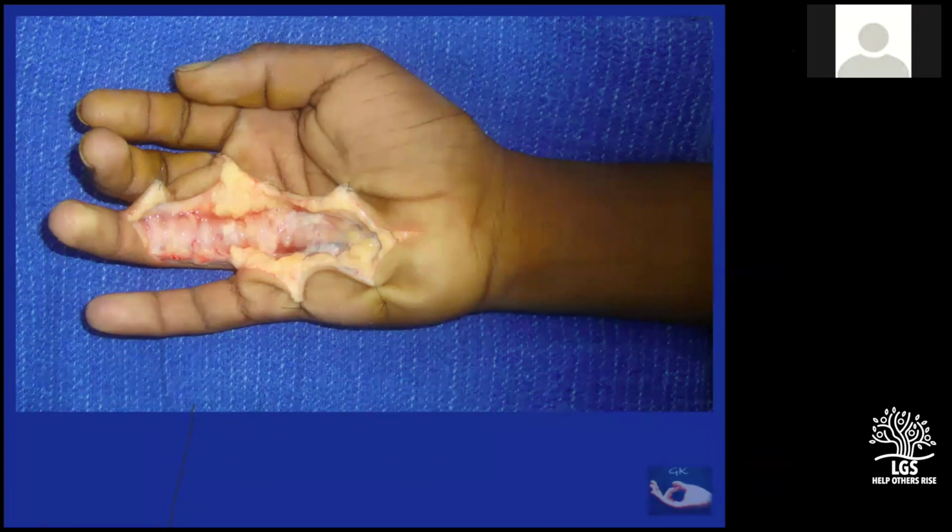So do we think that there's a possibility of losing something here? Yes, there is a possibility of losing some of the function. That's why I said you have to tell the patient that you may lose some of the function. See, there are some conditions where you may lose some of the function.